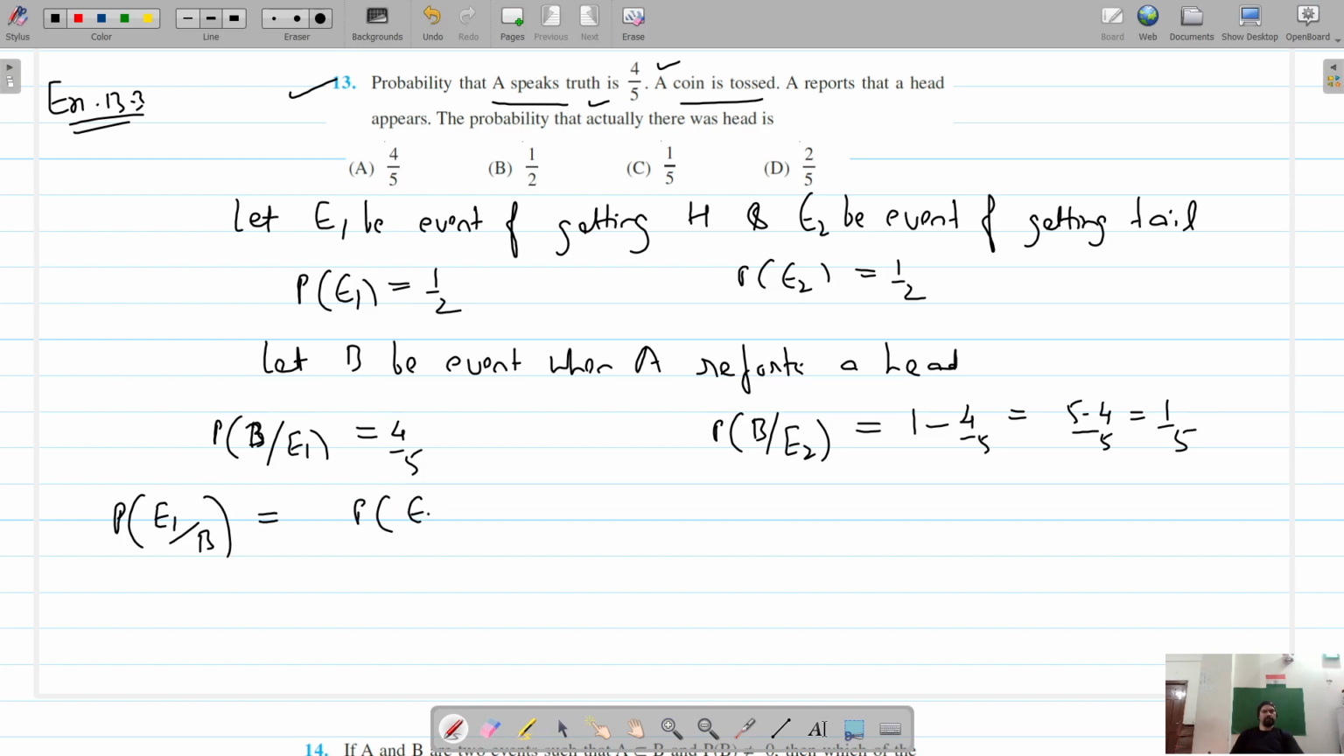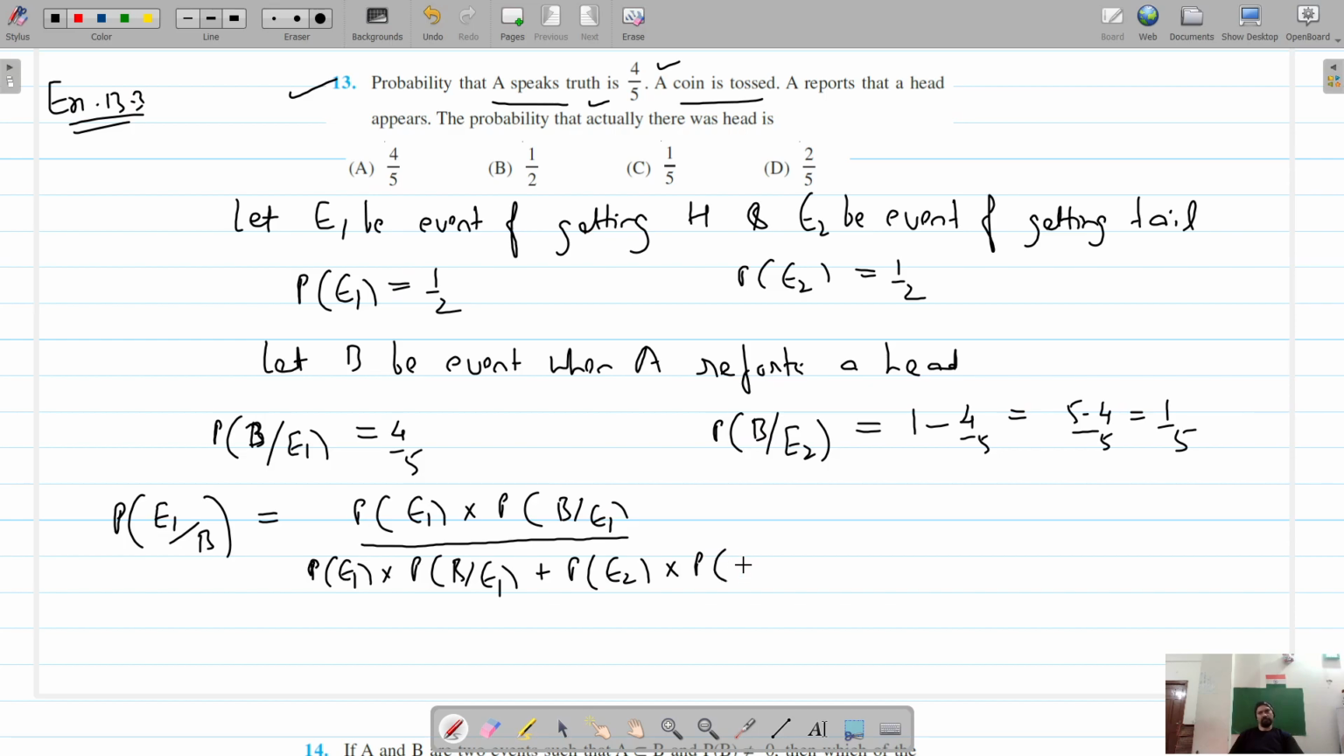A reports head, and actually there was a head on the coin. So this will be probability of E1 into probability of B by E1, upon probability of E1 into probability of B by E1 plus probability of E2 into probability of B by E2. So probability of E1 is half, probability of B by E1 is 4 by 5. It's half into 4 by 5 once again plus probability of E2 is half into probability of B by E2 is 1 by 5.